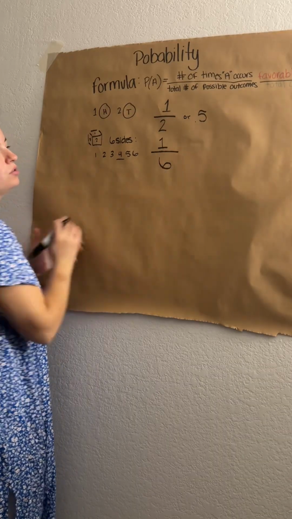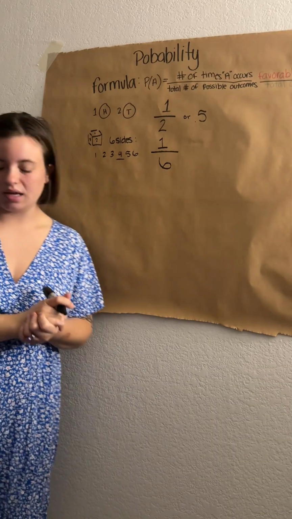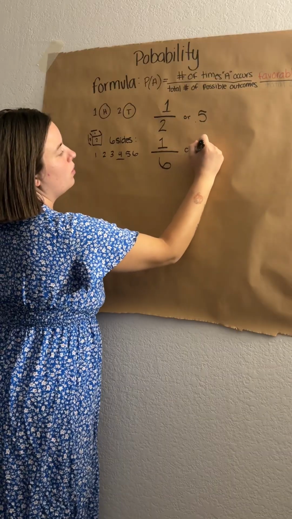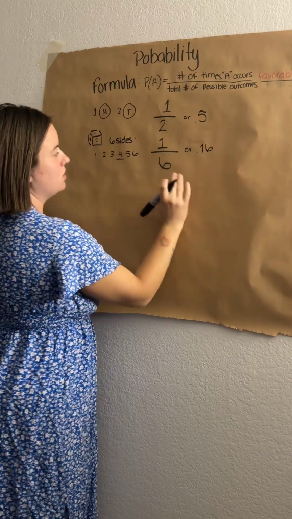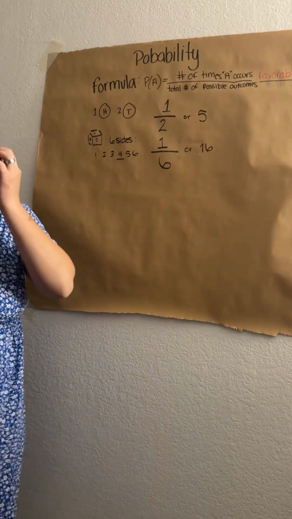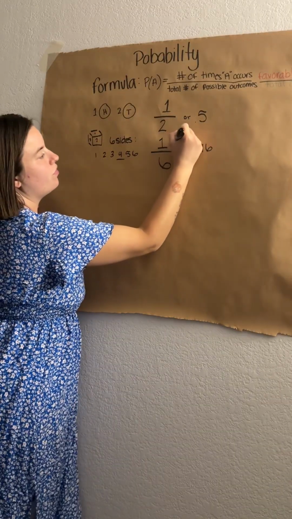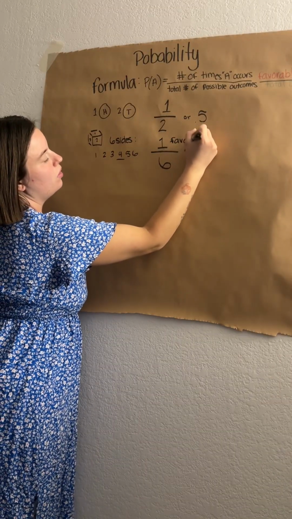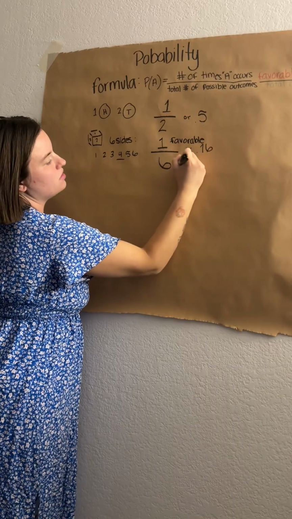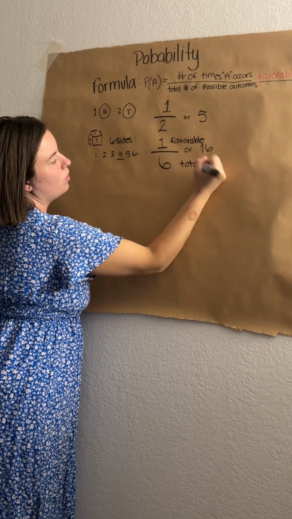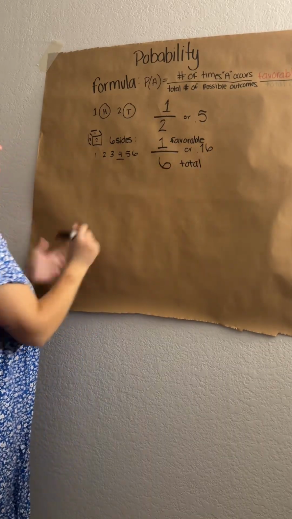And then of course you can also do the decimal if you would like, or 0.16, right? So 1 is our favorable, and 6 is our total, right? And that is what we got.